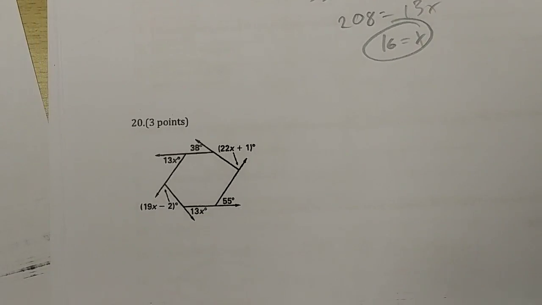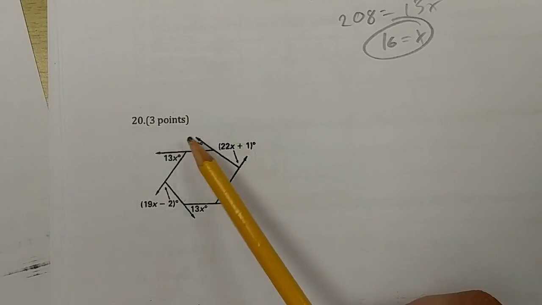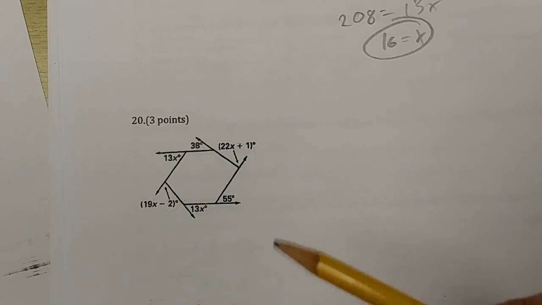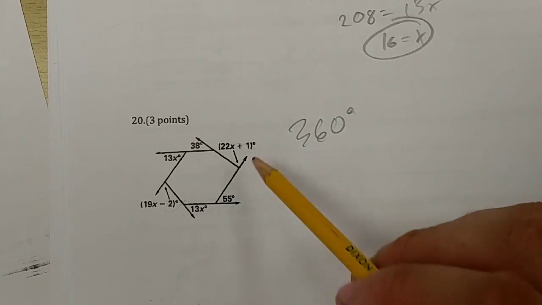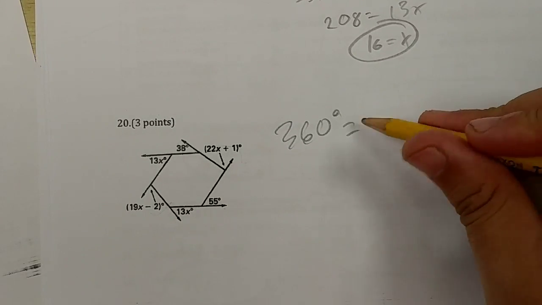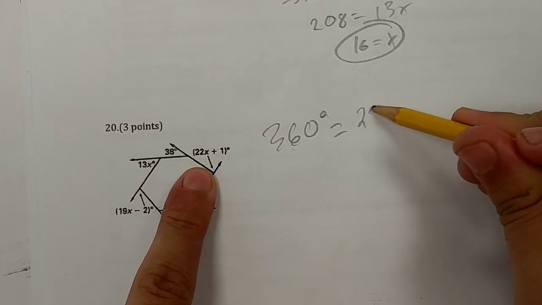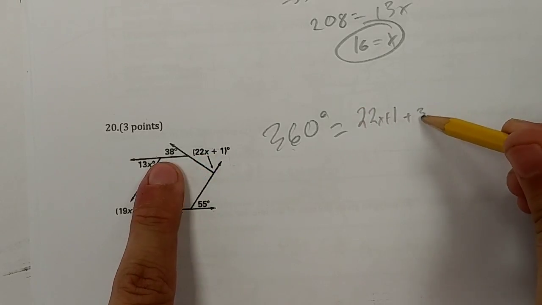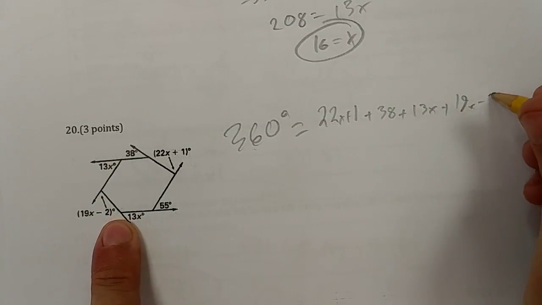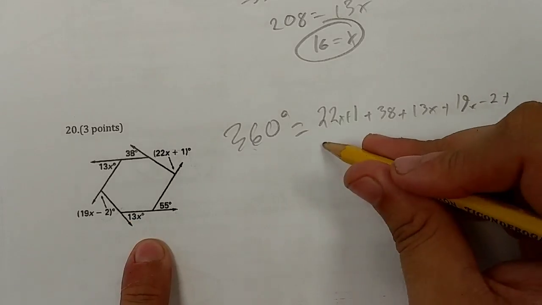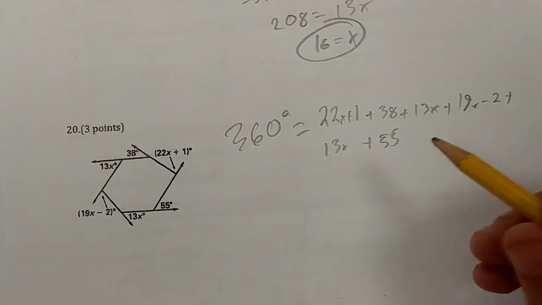All right, the exterior side. Now, here's an important thing to remember. The exterior angles for any polygon always add up to 360. I don't care if it's a 10-sided shape or a 1,000-sided shape, it always adds up to 360. And I feel like I remember people made that mistake. So let's add up all the angles. That's 22x plus 1 plus 38 plus 13x plus 19x minus 2 plus 13x plus 55. I put a lot of x's in this one.